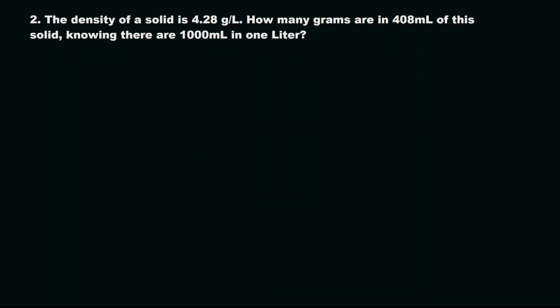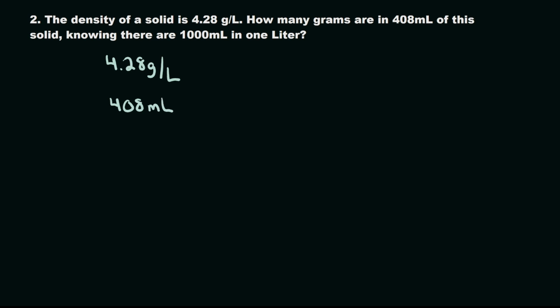This next problem is asking: the density of a solid is 4.28 grams per liter. How many grams are in 408 milliliters of the solid, knowing that there are 1,000 milliliters in 1 liter? So there's a lot of information here that is given. We're given that the density of a solid has about 4.28 grams for every liter of your solid. And this question is asking how many grams there are in 408 milliliters.